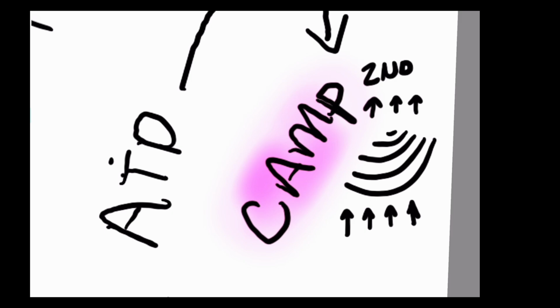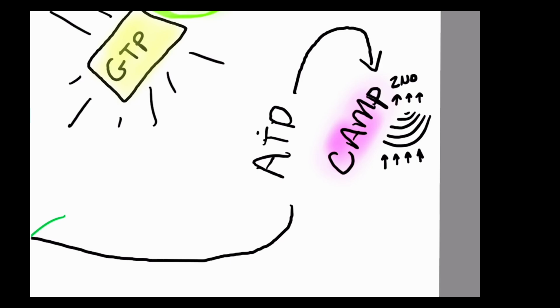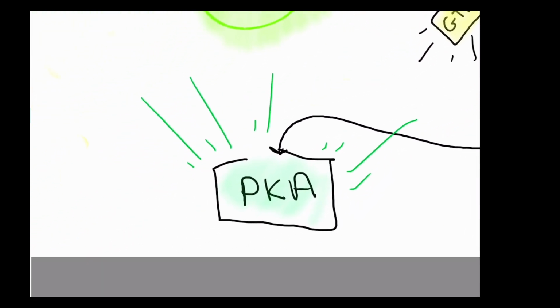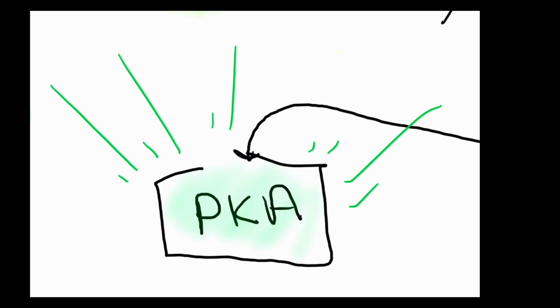Now, where I'm going to stop this is the downstream target of cyclic AMP, because there's lots of downstream targets. And the only one I want to talk about today is an enzyme or a protein called PKA, protein kinase A, and we are going to stop there.